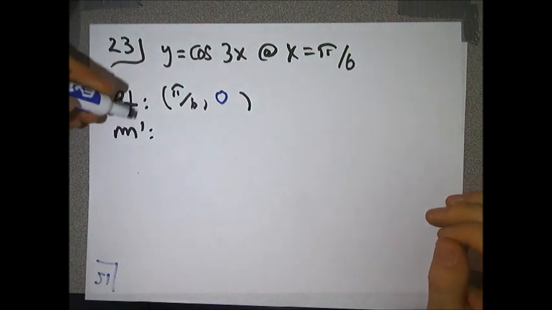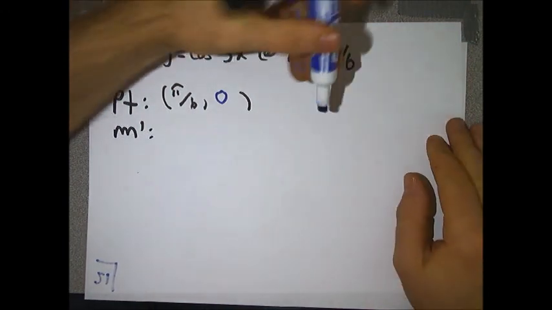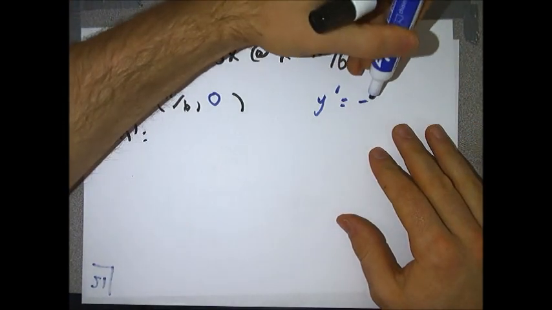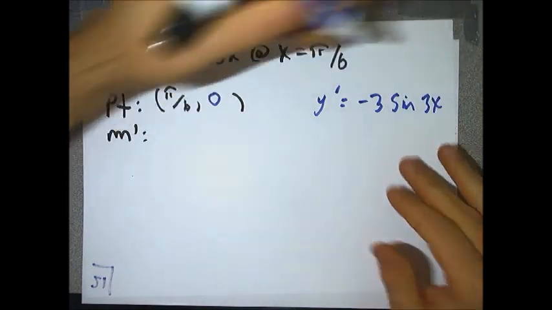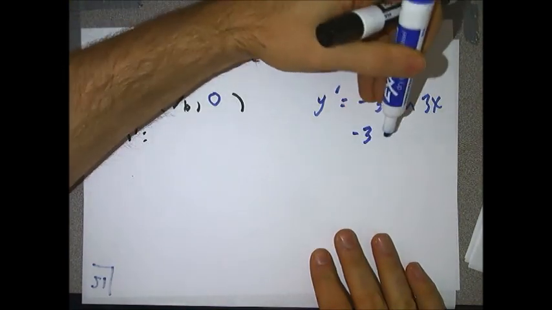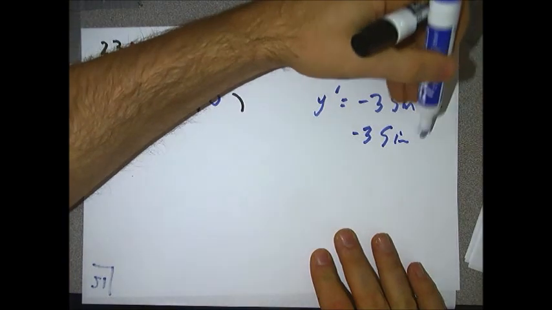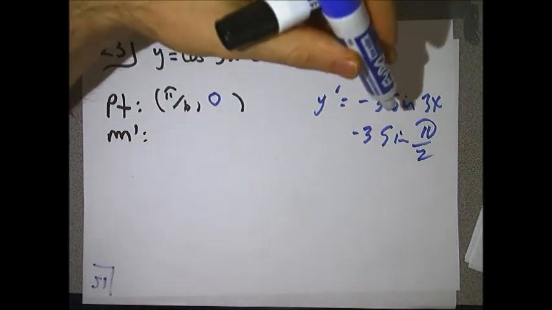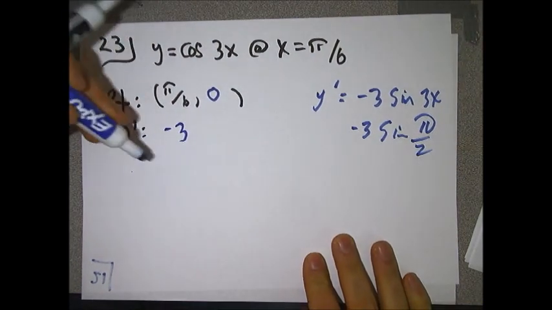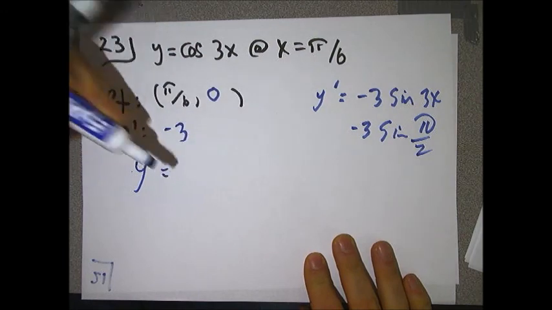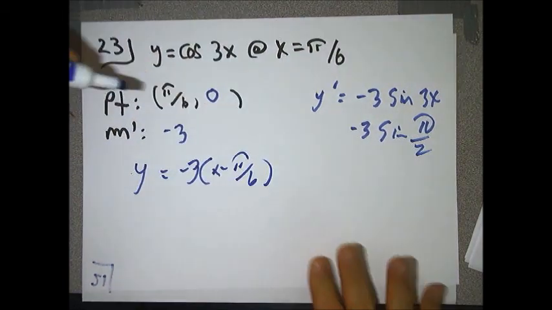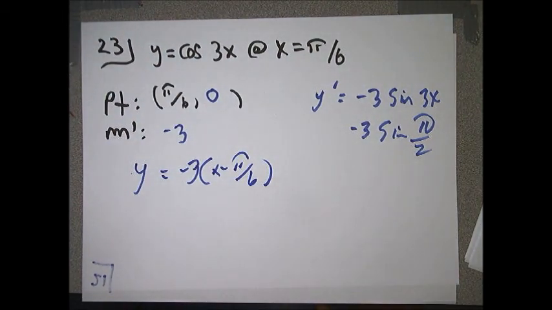And then I want to find my tangent slope. To find my tangent slope, I need a derivative. So y prime. Cosine 3x, its derivative would be negative 3 sine 3x, because cosine goes to negative sine. I'm going to plug in pi over 6. So this is negative 3 sine of 3 pi over 6, which is pi over 2. Sine at pi over 2 is 1 times negative 3, negative 3. So y minus 0 is equal to negative 3 times x minus pi over 6. And that looks like choice C.